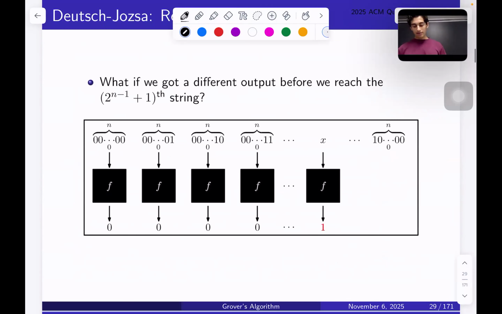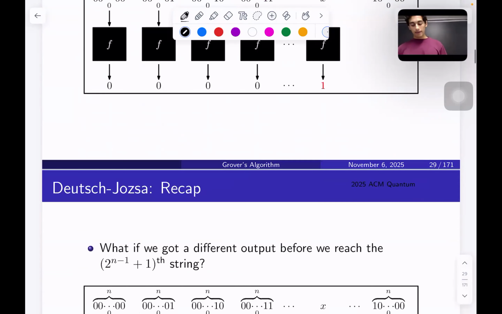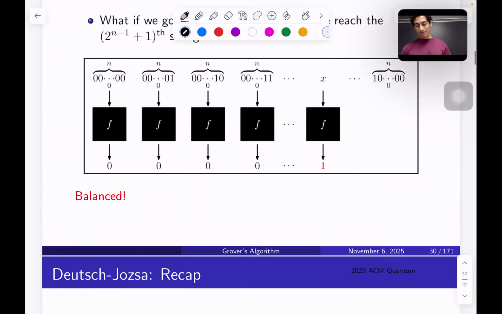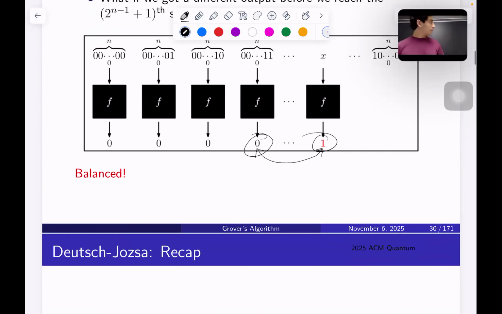And if, before we reach the 2 to the n minus 1 plus 1th string, we read a one, we can say that f is balanced, because if it was constant, we would get the same output. So these contradict each other. Make sense?